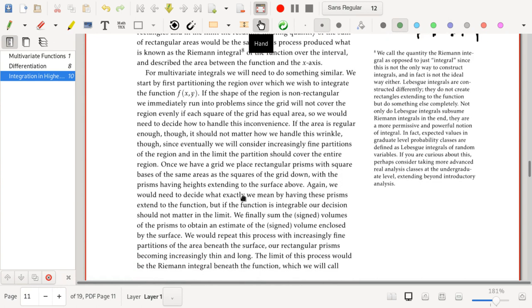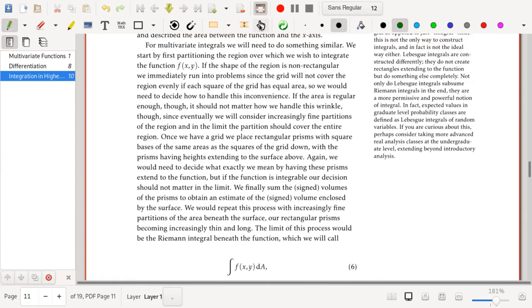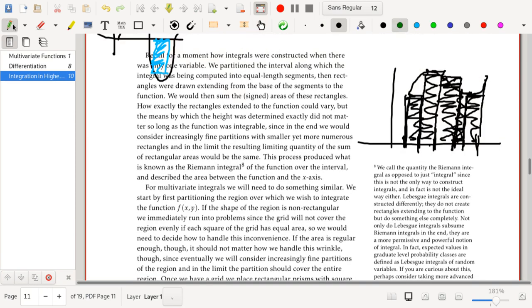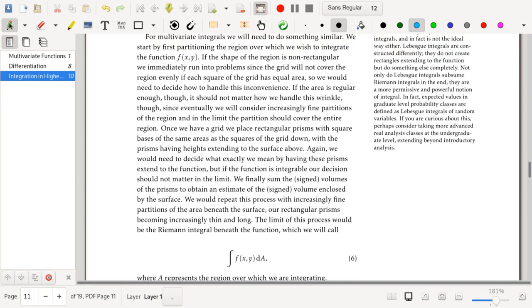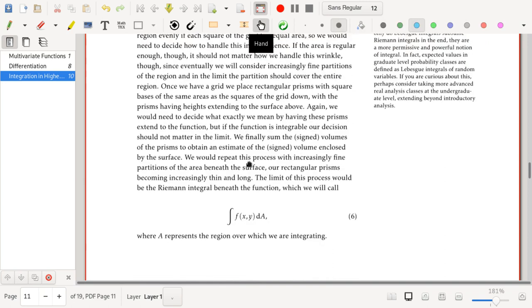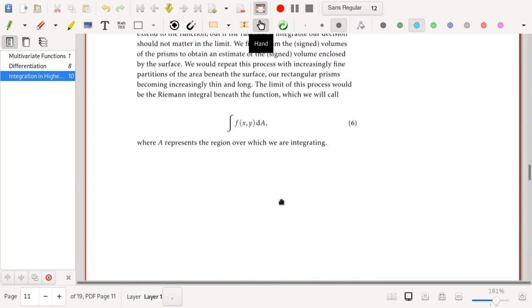So what are we going to do for multivariate integrals? We're going to have to do something similar. Instead of partitioning a segment, because one thing that was really nice about this is we were always working with intervals. So partitioning an interval is pretty easy. You're just dividing it up into equal length segments. But now we don't have equal length segments over which we're working anymore. We're not working with a segment of the line. The region over which we are integrating could be very strange.